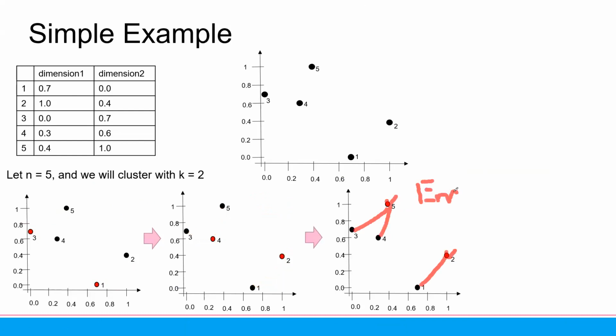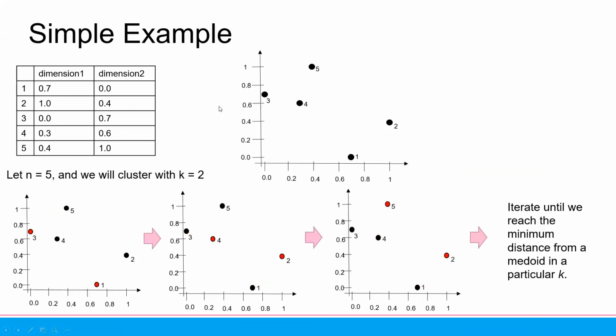And so on until you find the minimum error. We iterate until we reach the minimum distance from a Medoid in a particular case. After you get the minimum distance, we will use that one as the clusters.